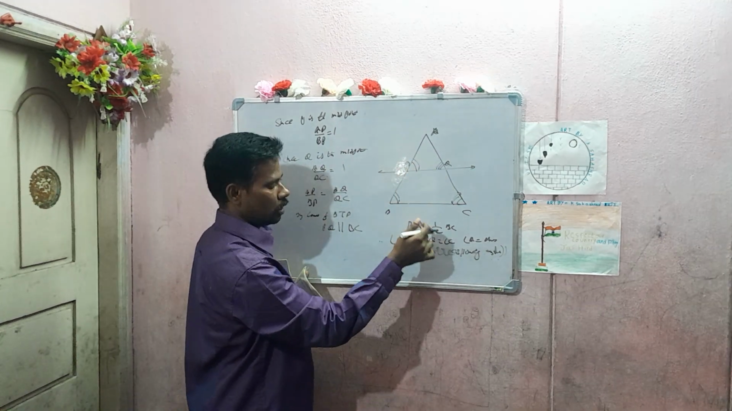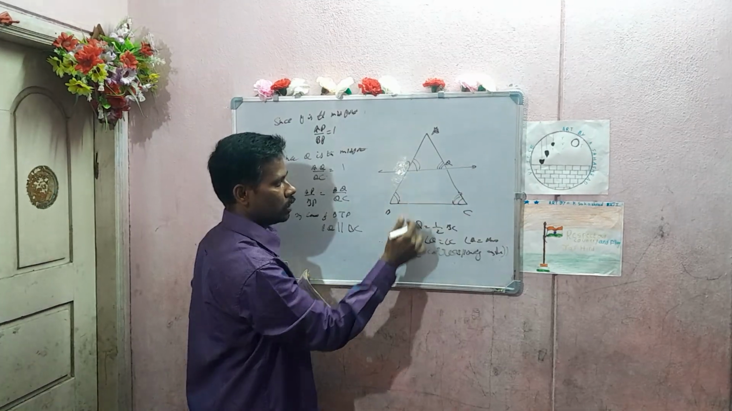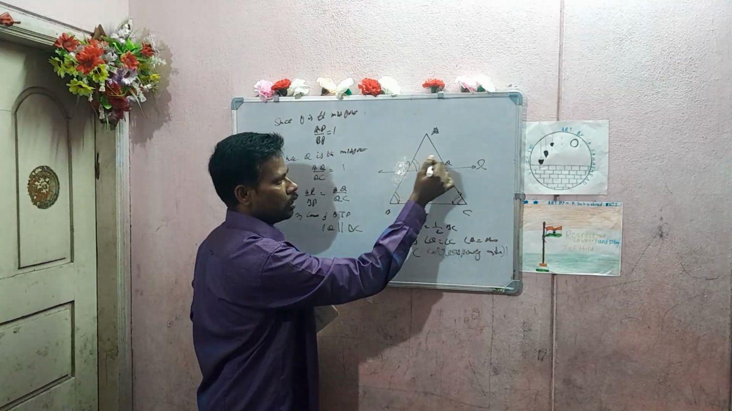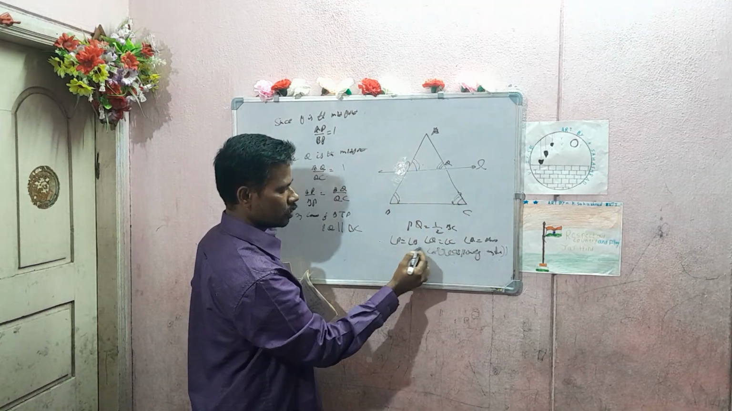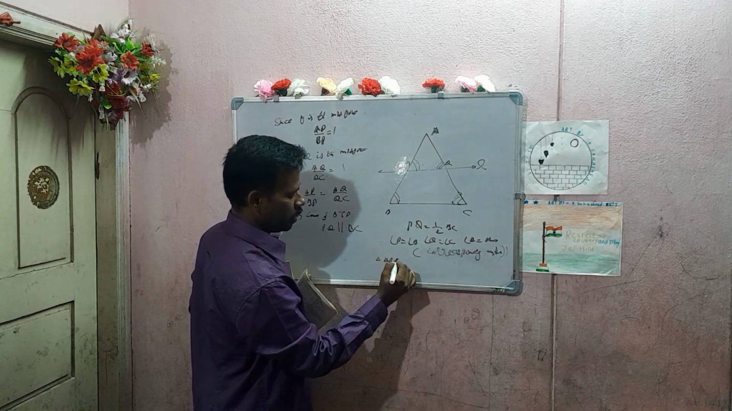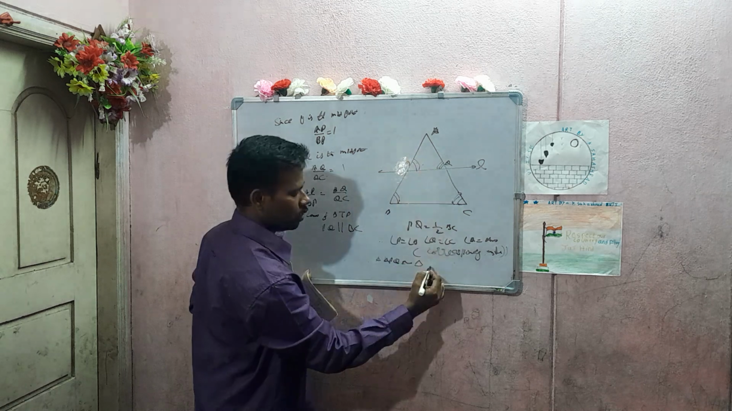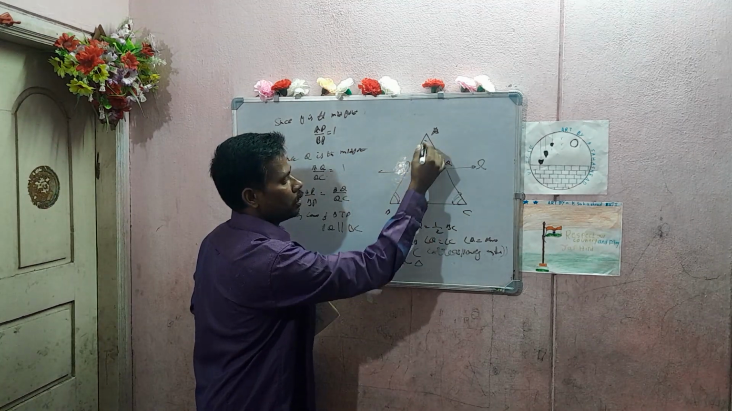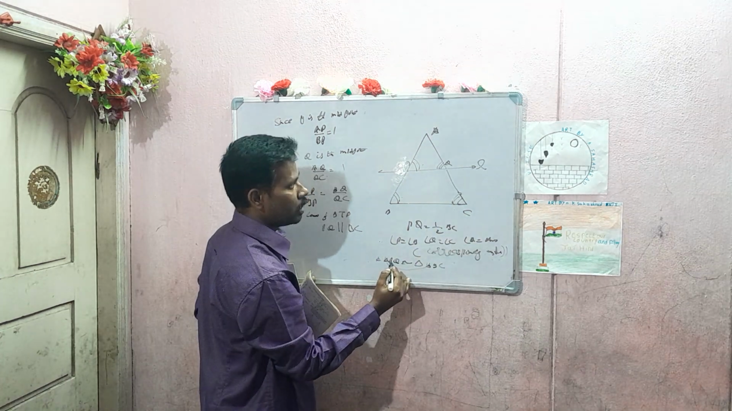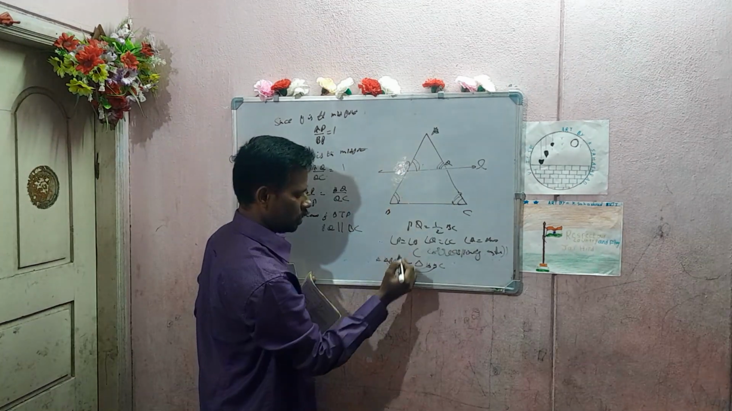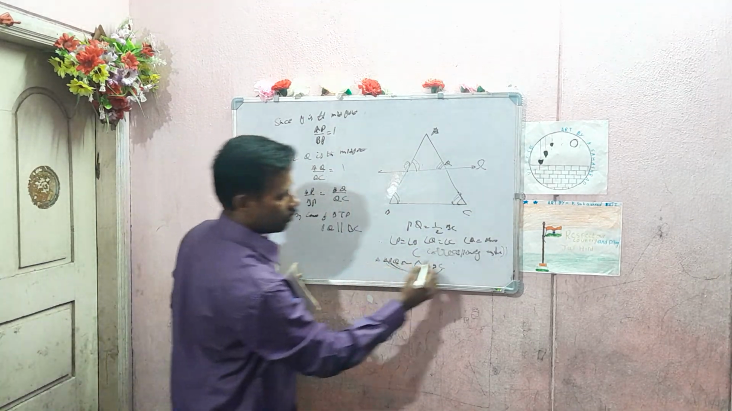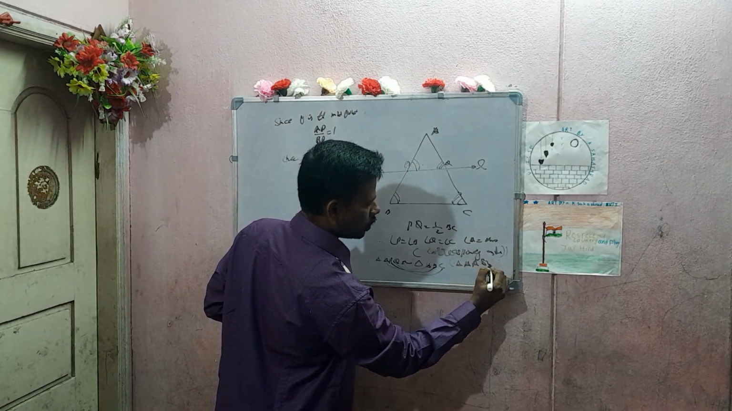Therefore, this straight line is parallel to BC, so the corresponding angles are equal, and angle A is common. Therefore, triangle APQ is similar to triangle ABC. See, the letters should coincide: A with A, P with B, then Q coincides with C. Therefore, take the ratio of the corresponding parts, by the angle similarity property.